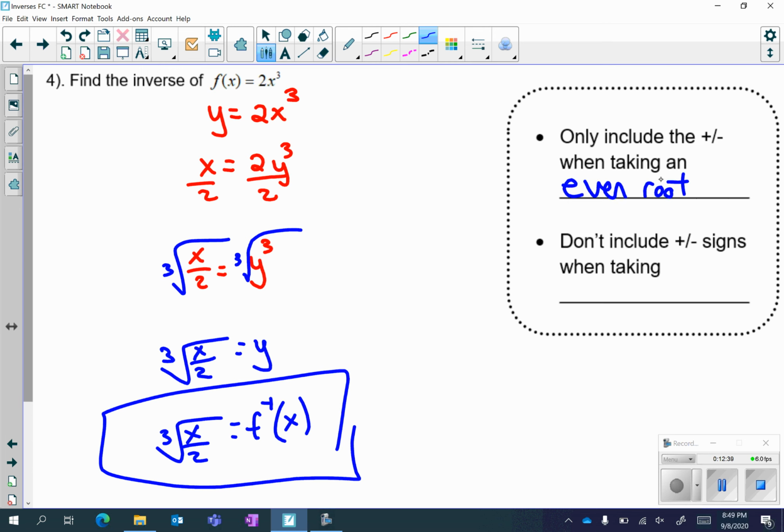So the square root, 2, right, is an even number. If you were to take the 4th root, the 6th root, the 20th root, you should include a plus or minus. However, you do not include plus or minus signs when taking an odd root. So in this case, the cubed root, 3 is an odd number, no plus or minus. The 5th root, the 7th root, the 9th root, all odd roots do not get plus or minuses, and that's very important to remember. And that's all for this video.